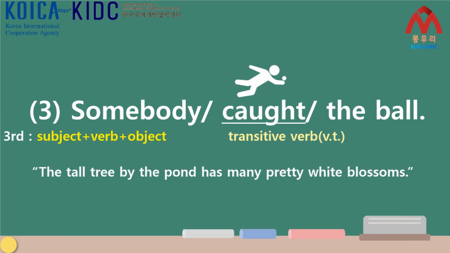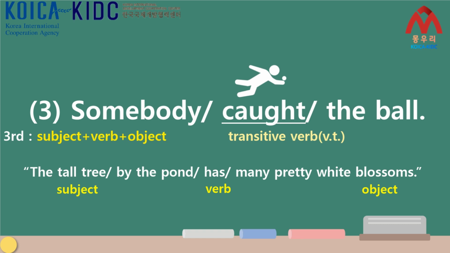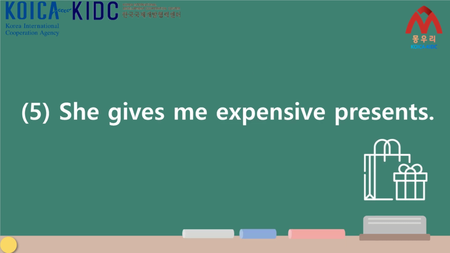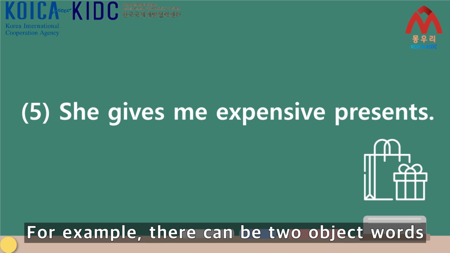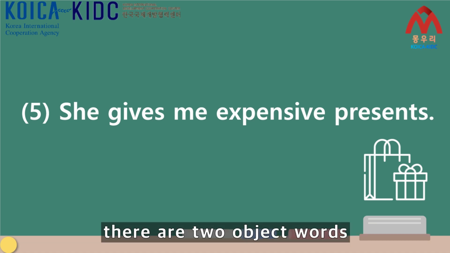The tree by the pond has many pretty white blossoms. In this sentence, has is the verb, tree is the subject, and blossoms are the object. There are exceptions in sentence structure. For example, there can be two object words when someone gives something to someone. There are two object words.